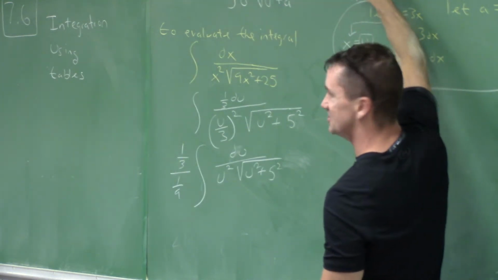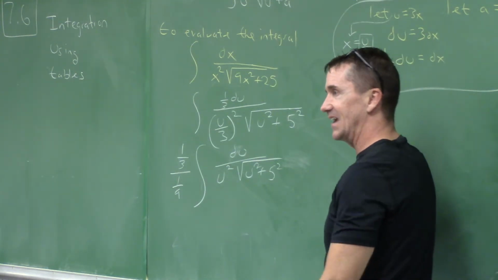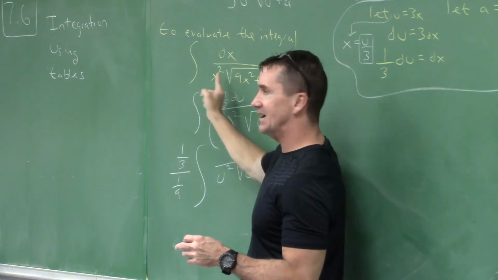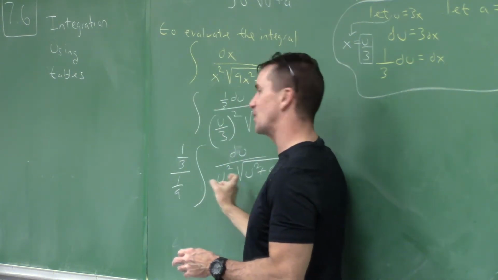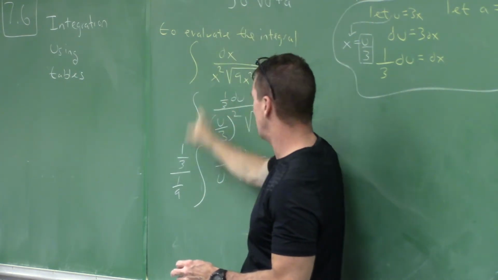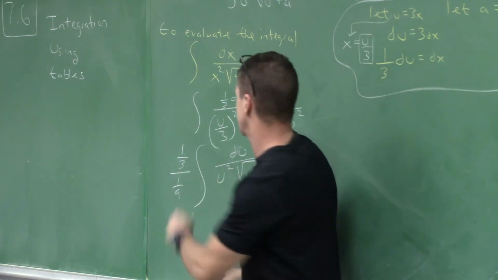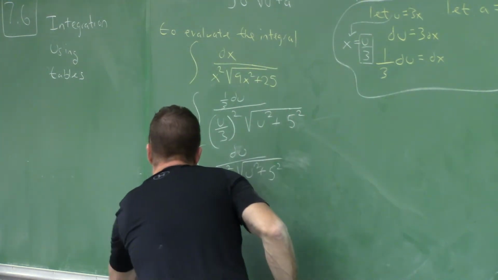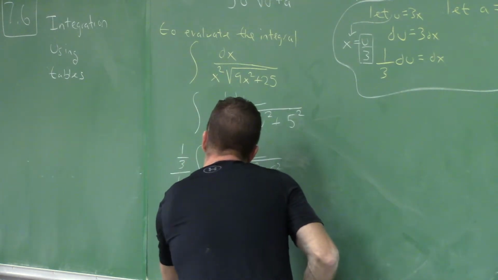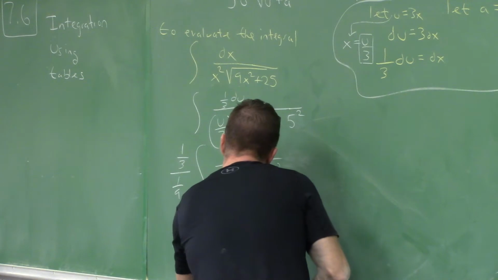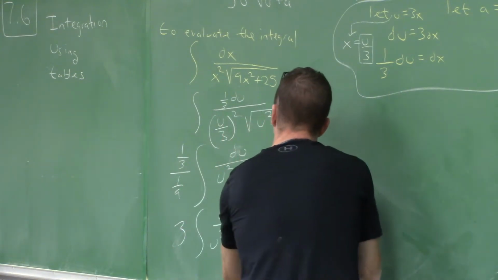This is going to be the solution. You got it all set. But you notice what we did? We went from here to get it into u squared like we wanted, but a constant emerged in front. What's the constant? Is that a 3? I should write that. Then you get 3 times the integral du over u squared square root of u squared plus 5 squared. All right, what's this equal to?